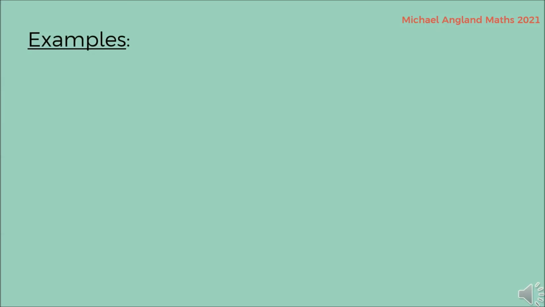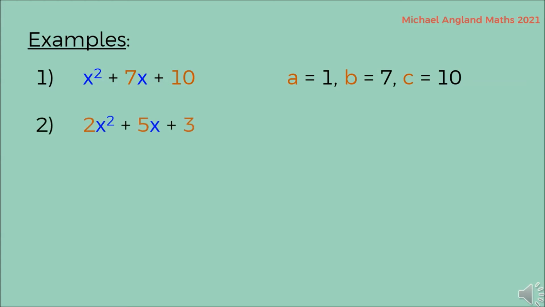Time for examples. So we've got 5 examples here. So we'll start with the simplest, x squared plus 7x plus 10. Here, our coefficients, a, b, and c, are equal to 1, 7, and 10. Second example, 2x squared plus 5x plus 3. Here, a equals 2, b equals 5, c equals 3.